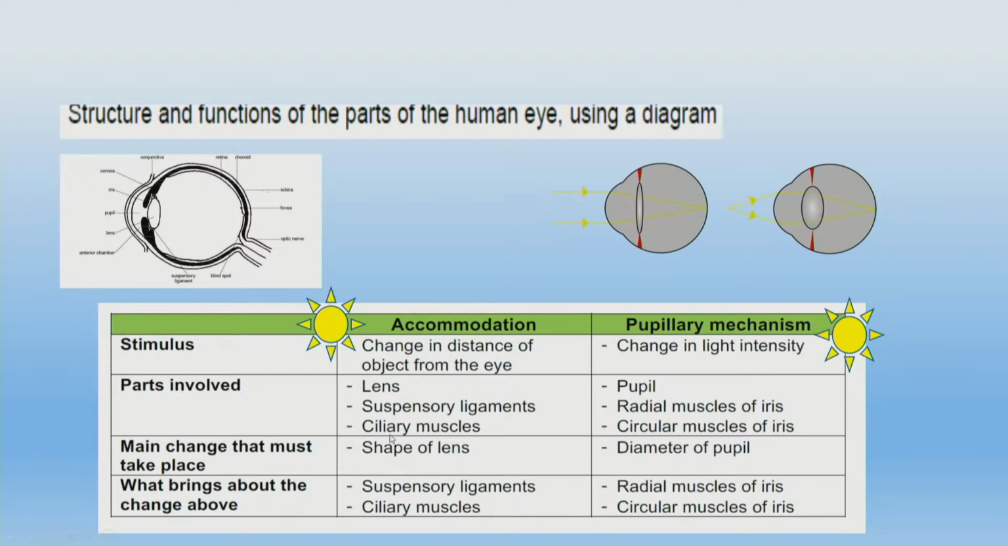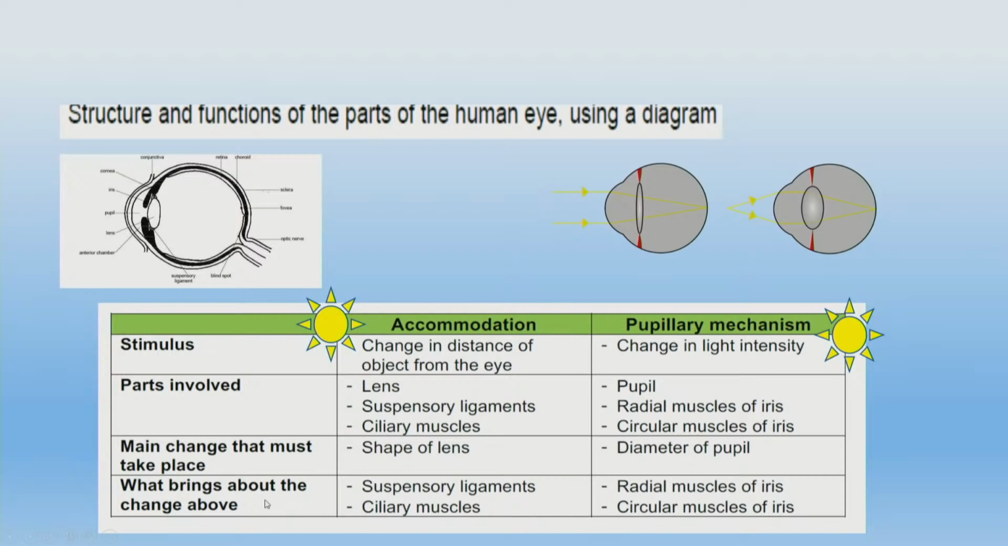So please remember here, we have the ciliary muscles, not the circular muscles. So the circular muscles, we know that they are involved with what? With pupillary mechanism. So with pupillary mechanism, we have the pupil, radial muscles of the iris, and the circular muscles of the iris. So what is the main change that will have to take place? With accommodation, it is the shape of the lens. This is the main change that will take place. And then with the pupillary mechanism, it is the diameter of the pupil.